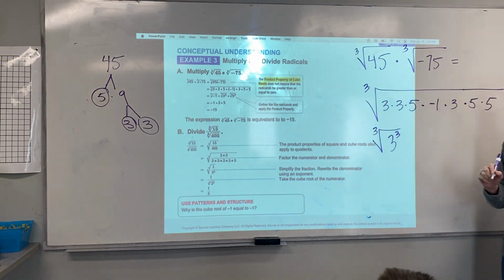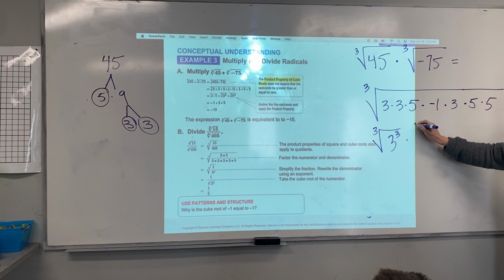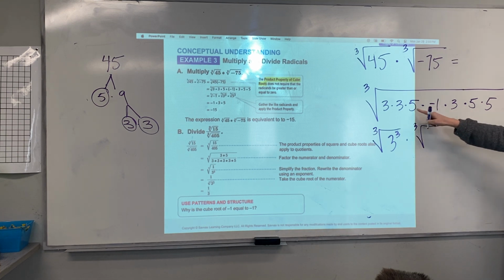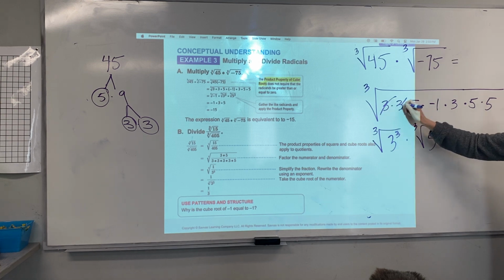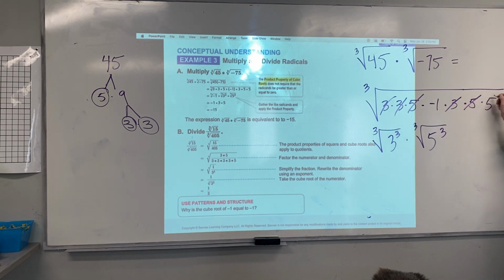And there's also 5 times 5 times 5, so it'd be times the cubed root of 5 cubed. I'm going to cross out every number, and then I've got times negative 1 because he's depressing, times the cubed root of negative 1. Yippee.